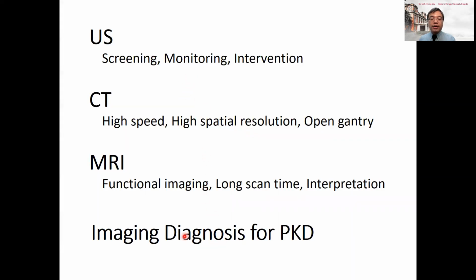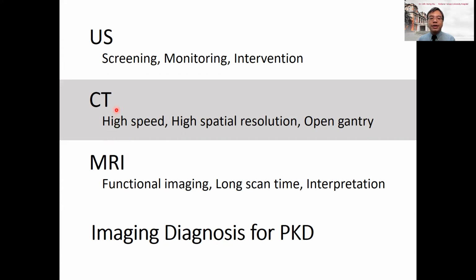In order to diagnose polycystic kidney disease, we can use ultrasound as a screening tool. We can use this to monitor the growth of the cyst, and then we can use the real-time technique to do the intervention. However, this is not an objective tool to measure the size of the kidney. In contrast, CT and MRI can provide the whole picture of the kidney. Therefore, it's more suitable to estimate the condition of polycystic kidney disease.